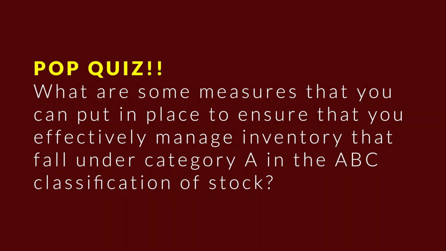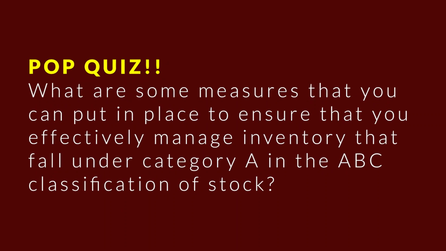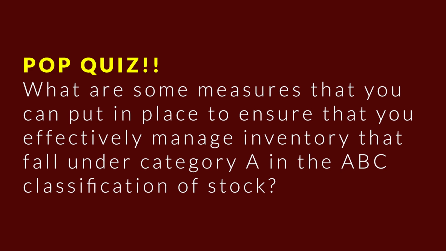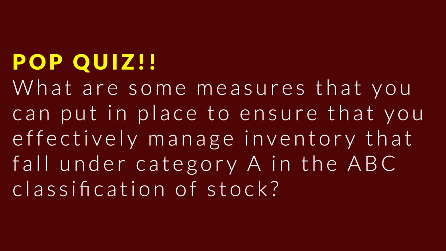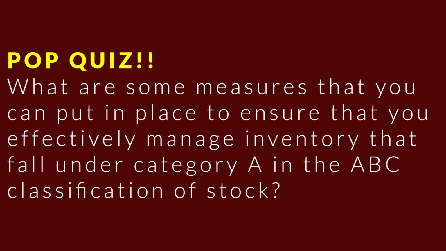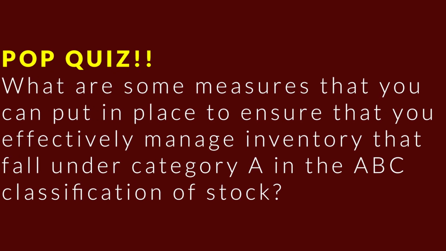And then you have category B. Now, before you look at category B, here's a quick question. What are some measures that you can put in place to ensure that you effectively manage inventory that falls under category A in the ABC classification of stock? That's a practice question. Remember, there are a lot of these questions. You can access them using the link in the video description.